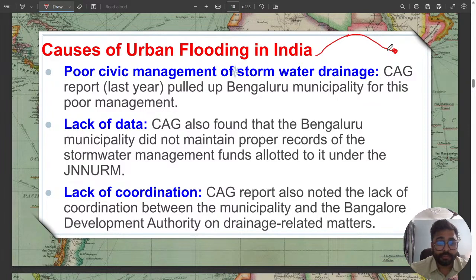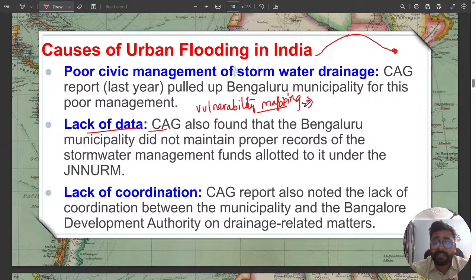Yes or no? Then guys, lack of data. All the urban planning is happening without any vulnerability mapping. All the construction is happening without vulnerability mapping. We are not able to locate the areas. We are not able to understand the topography of the urban centers. We don't know which area has what kind of elevation, and haphazard construction is happening in urban cities. So new areas are submerging almost every year. The next reason is lack of coordination.